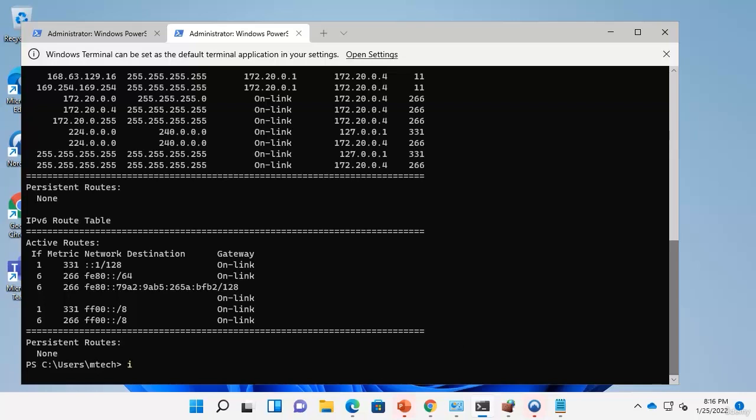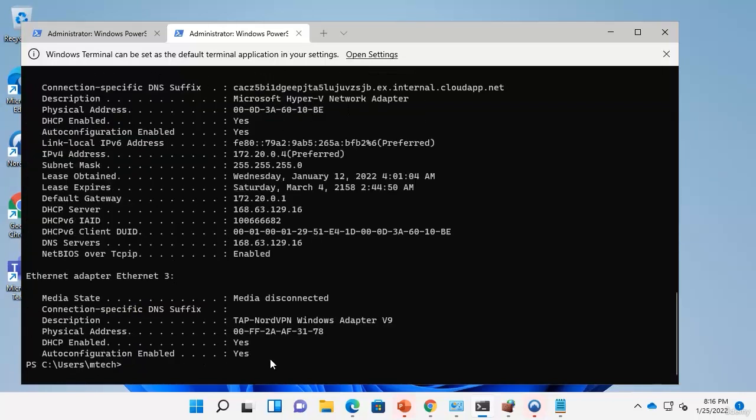Now, ipconfig does have a couple parameters like ipconfig /all that can be used to show you a description of the NIC, whether it's DHCP enabled, the physical MAC address, DHCP servers, DNS servers, etc. We'll talk about those things when we go through troubleshooting. Okay. There are PowerShell commands.